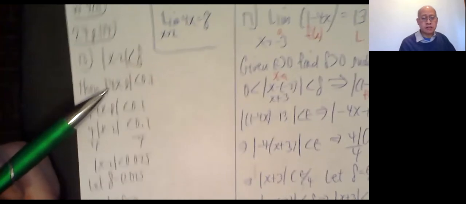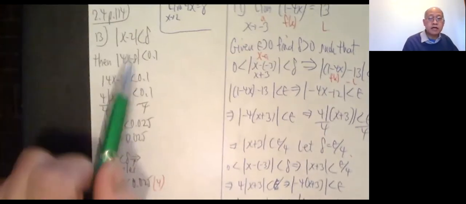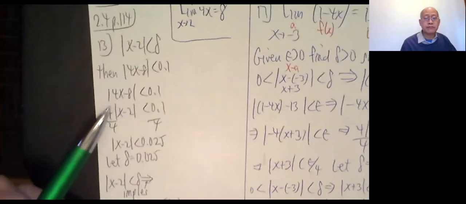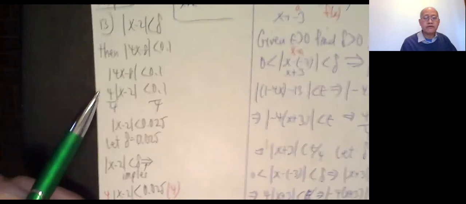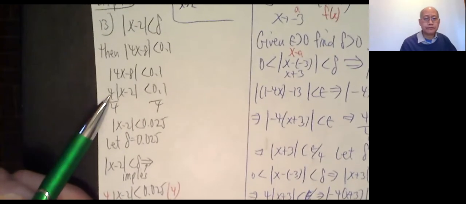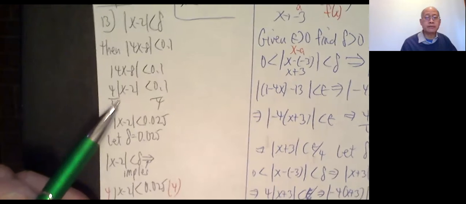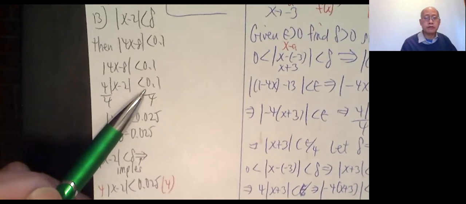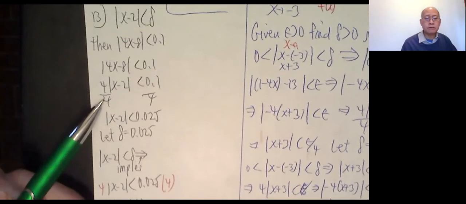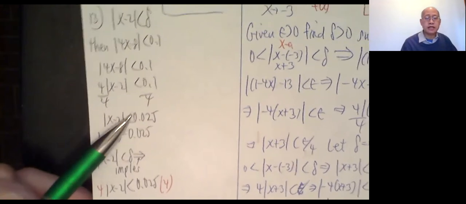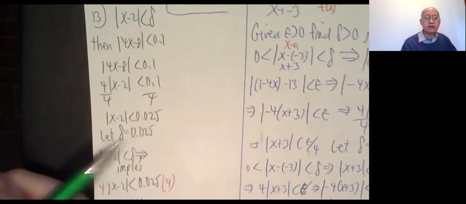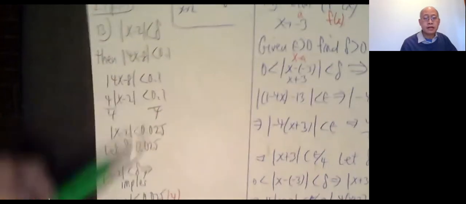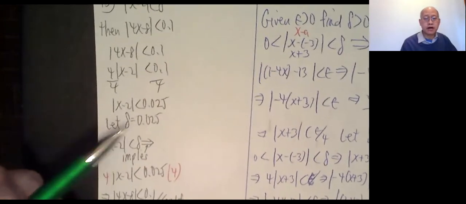So this is just some simple algebra. Stop and think about it. How do I go from here to here? Well, if I simply factor out the 4, start with the absolute value of 4x minus 8 less than 0.1. I can factor out the 4. The absolute value of 4 is 4, so this is the same thing as 4 times the absolute value of x minus 2 less than 0.1. Divide both sides by 4. The absolute value of x minus 2 is less than 0.025, which means let delta be 0.025. So if the epsilon you gave me was 0.1, then the delta I give you is 0.025.